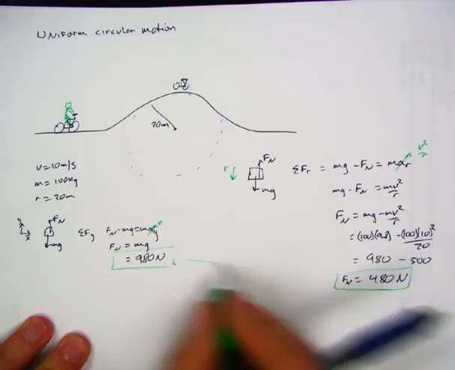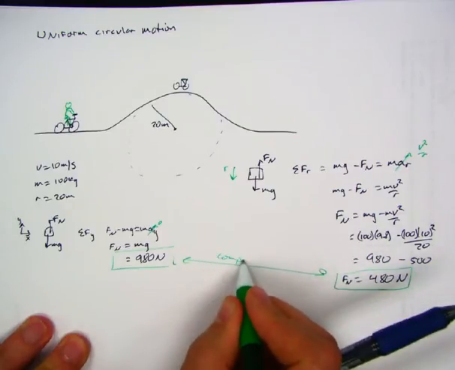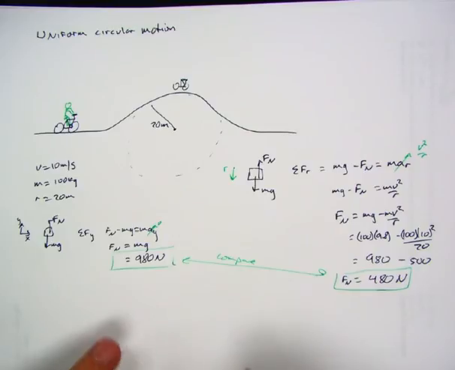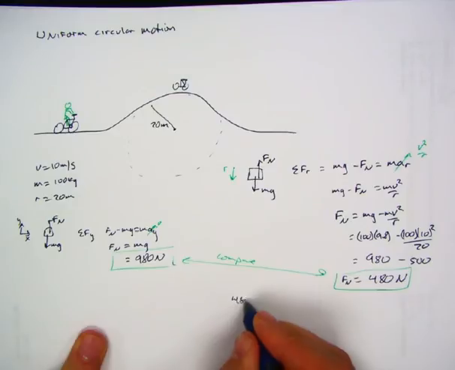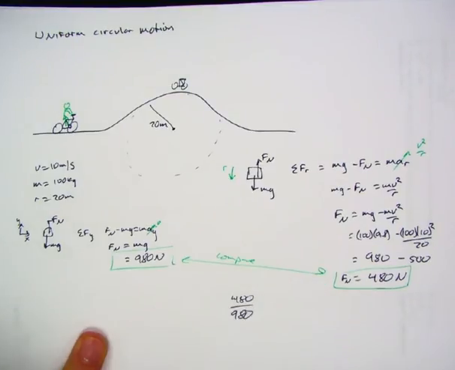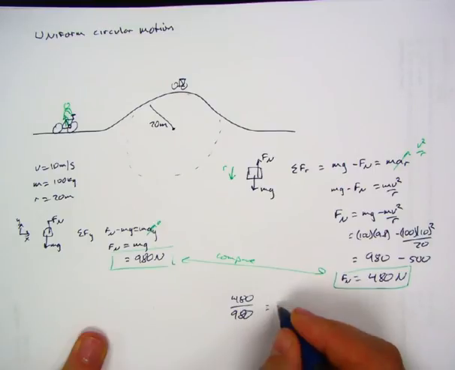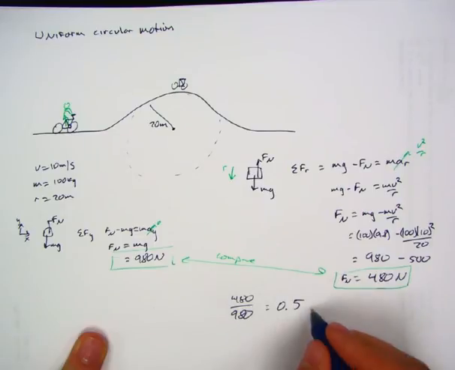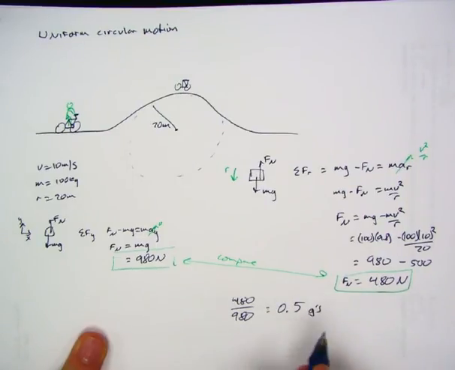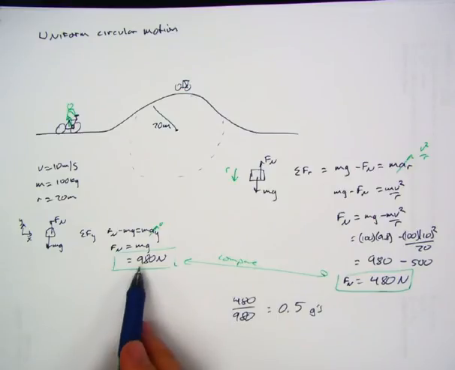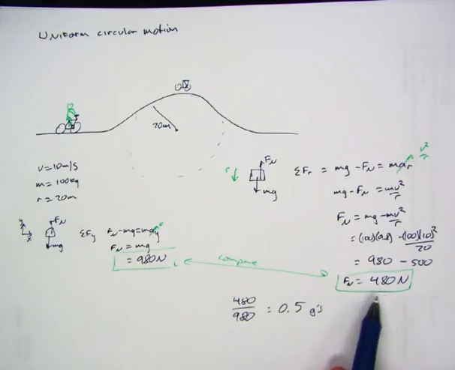So maybe I want to compare, and the way we're going to compare is we're going to just make a ratio. What are you feeling compared to what do you regularly feel? 480 over 980 is going to be 0.49, so basically 0.5. We're going to call this 0.5 G's, this ratio. I feel about a half a G. 1 G is what I feel regularly. I'm feeling a half a G, so I feel a little bit lighter. I feel like I'm being lifted up out of the seat a little bit.